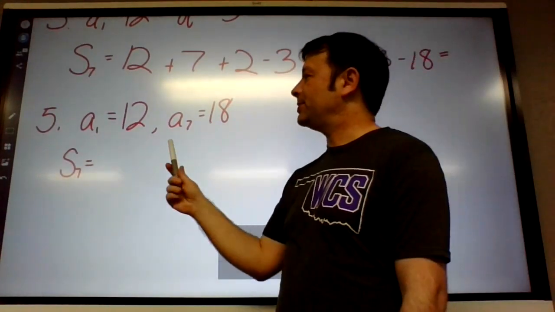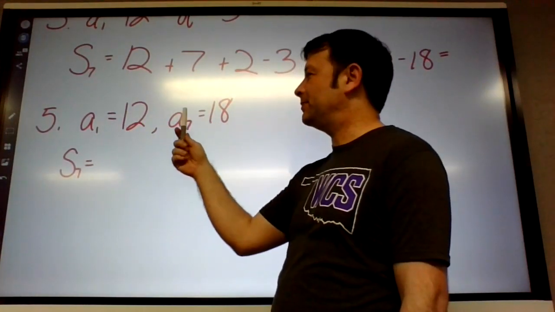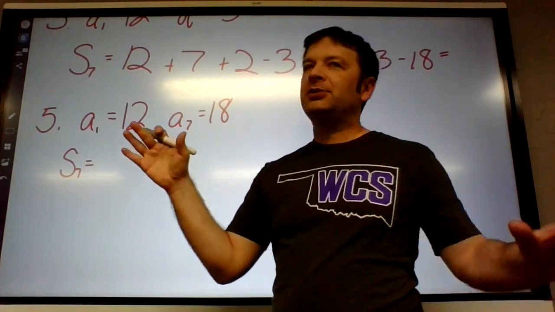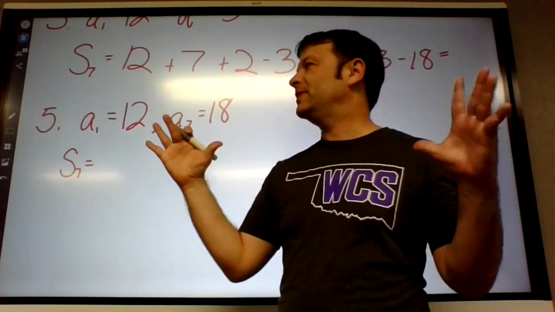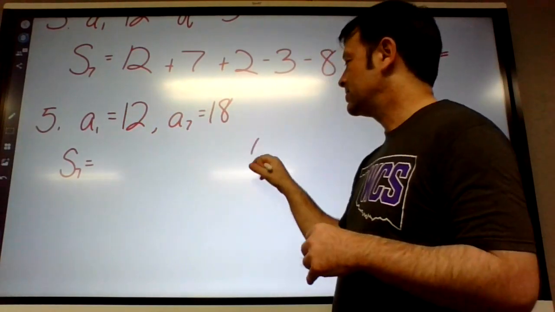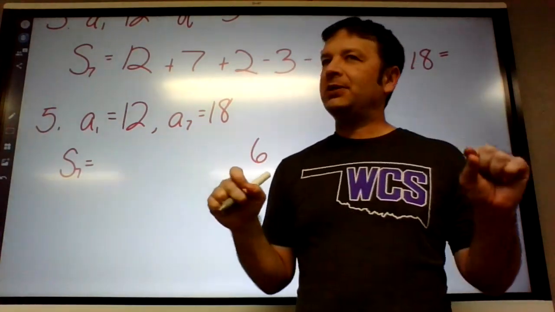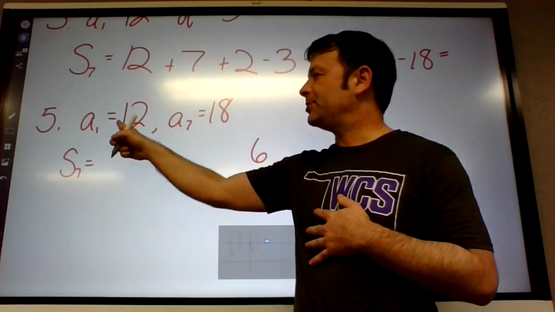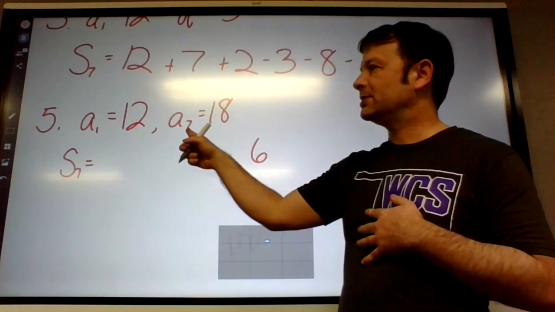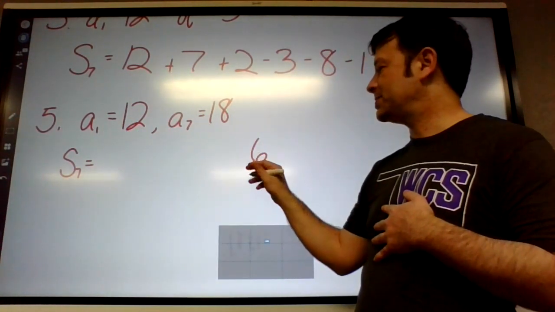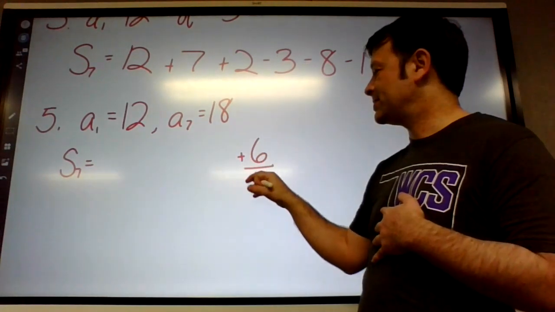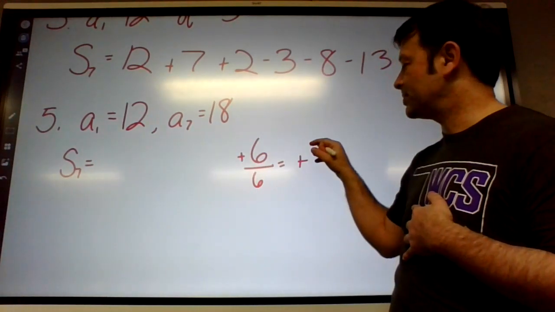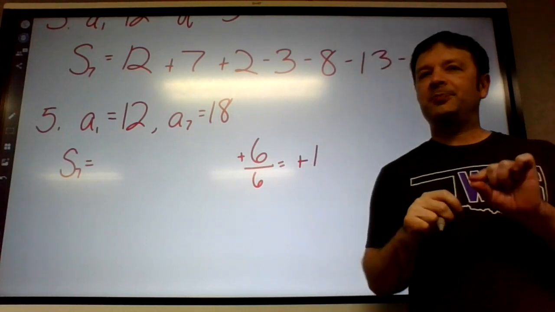So let's figure out what the terms are. The first term is 12, the last term is 18. So what's the gap between 12 and 18? 6. Does that mean they're adding 6 every term? No. Because how many terms are between the first and the 7th? 6. So this plus 6, if you divide it by 6, is just a plus 1. So the pattern is plus 1 actually.